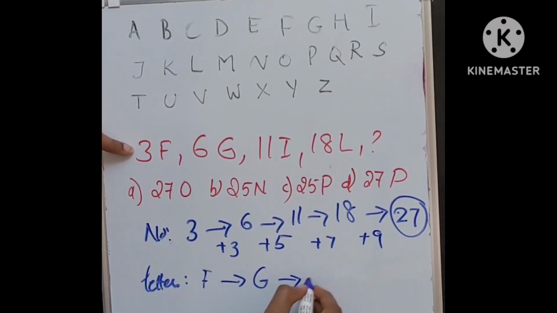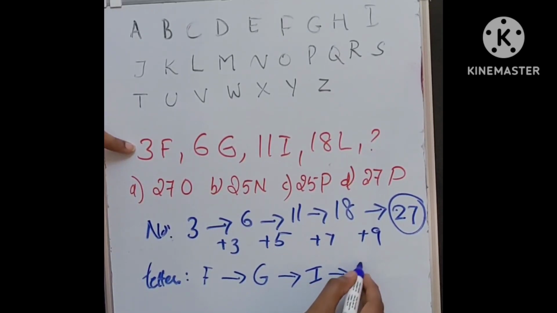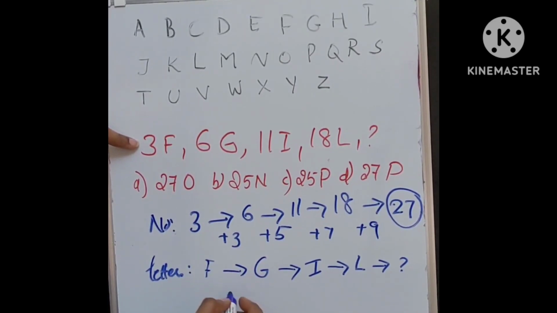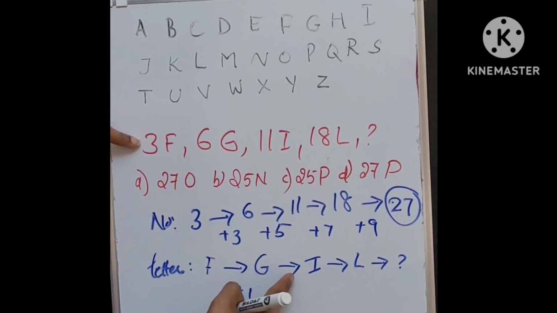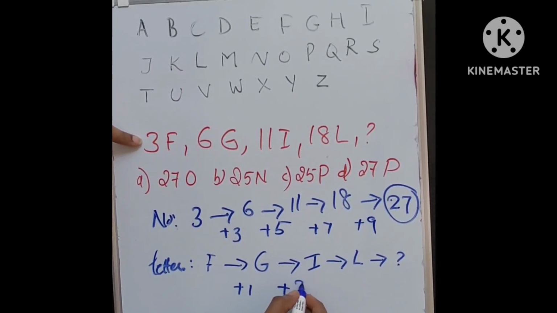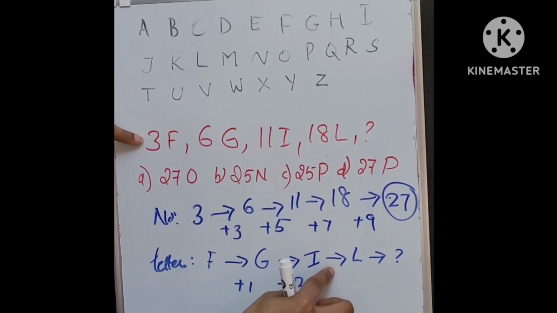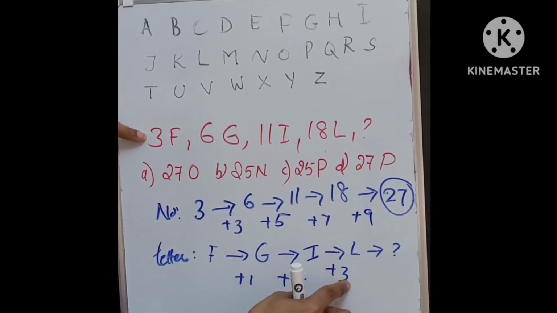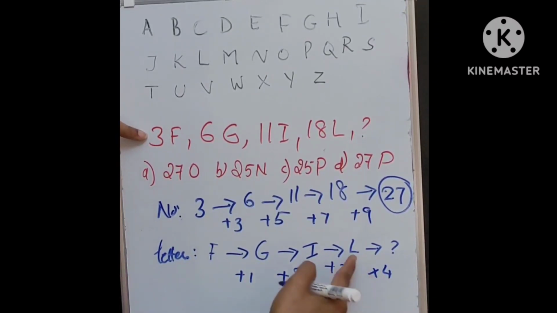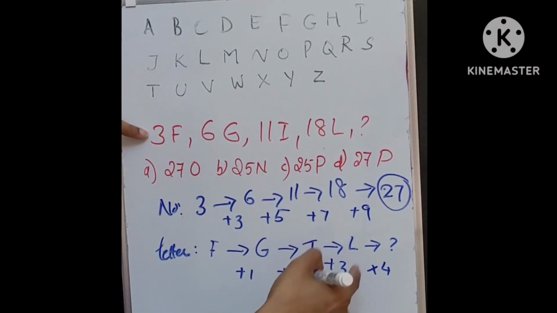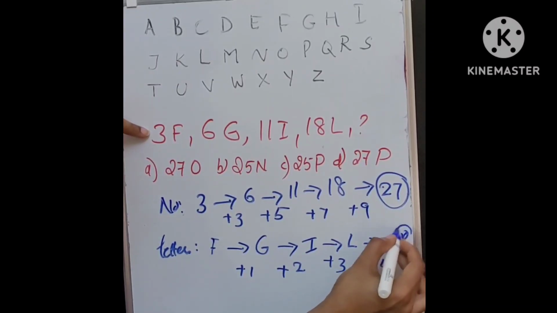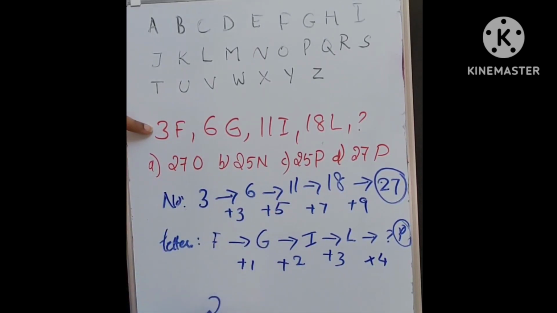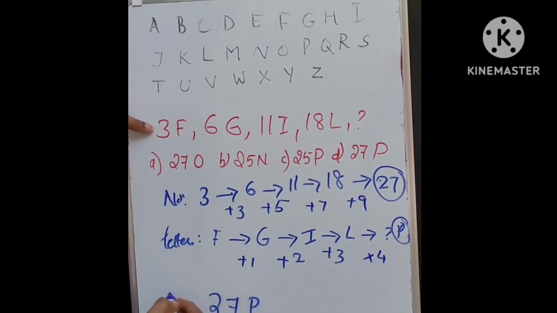Next we have to consider the letters, that is F, G, I, L and the missing letter. F to G is plus 1, G, H, I is plus 2, I, J, K, L is plus 3, and the next is plus 4: L, M, N, O, P. So the missing letter is P. Our answer is 27P, that is option B.